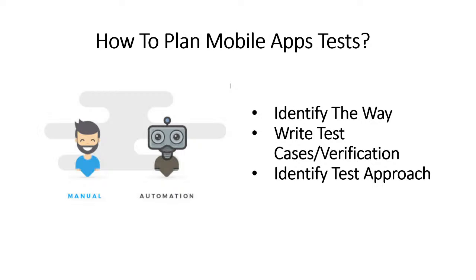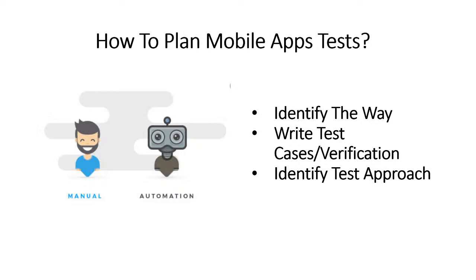But if the same application you wanted to test using automation, how do you test it? That is not possible. That's why this type of testing is very important for your application. You can write your test cases. So that is, for the first point from this, identify the way.